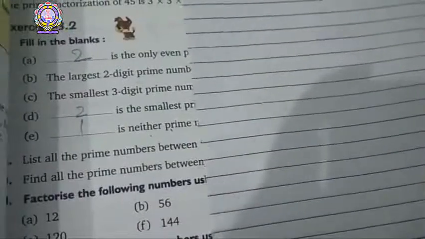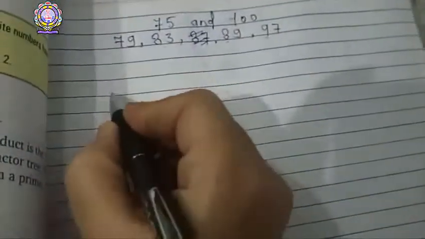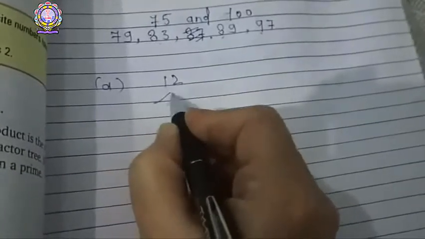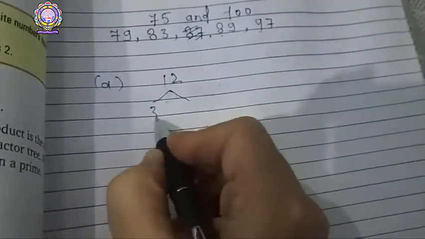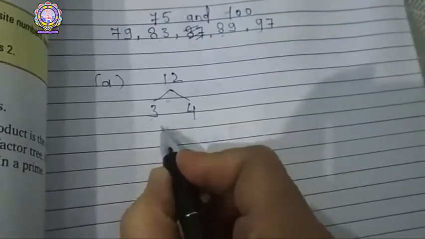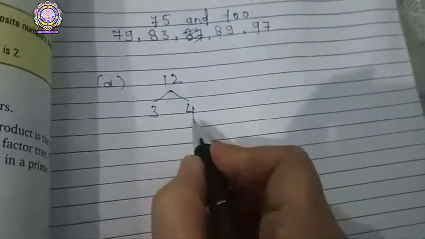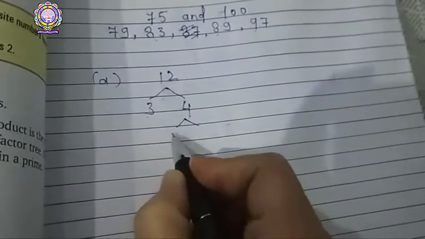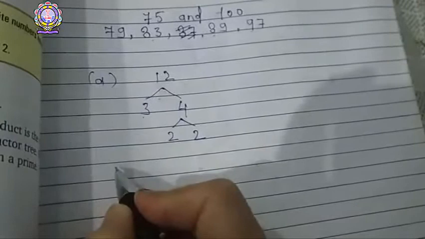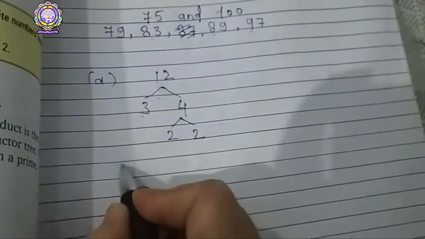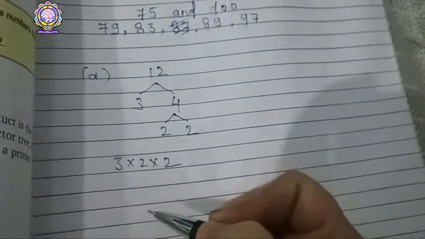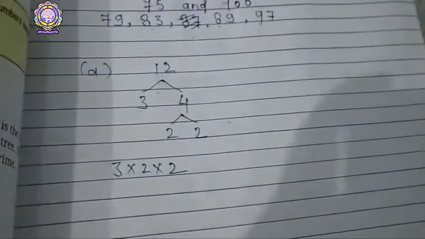Question number 1, 12. Factorize 12. 3 fours are 12. 3 is a prime number, 4 is a composite number. So we cannot break 3. We can break 4 as 2 multiplied by 2. So the factors of 12 are 3 multiplied by 2 multiplied by 2. Okay, this is the factor tree.